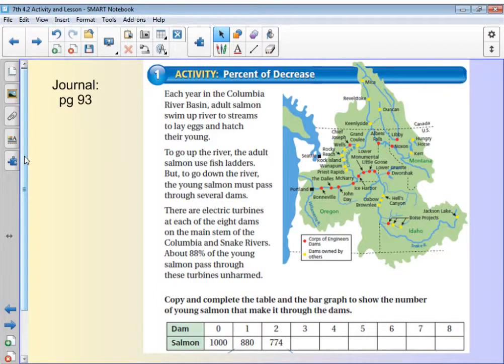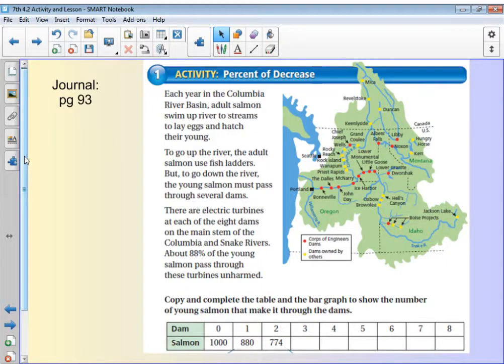It says, each year in the Columbia River Basin, adult salmon swim upriver to streams to lay eggs and hatch their young. To go up the river, the adult salmon must use fish ladders, but to go down the river, the young salmon must pass through several dams. There are electric turbines at each of the 8 dams on the main stem of the Columbia and Snake Rivers. About 88% of the young salmon pass through these turbines unharmed.